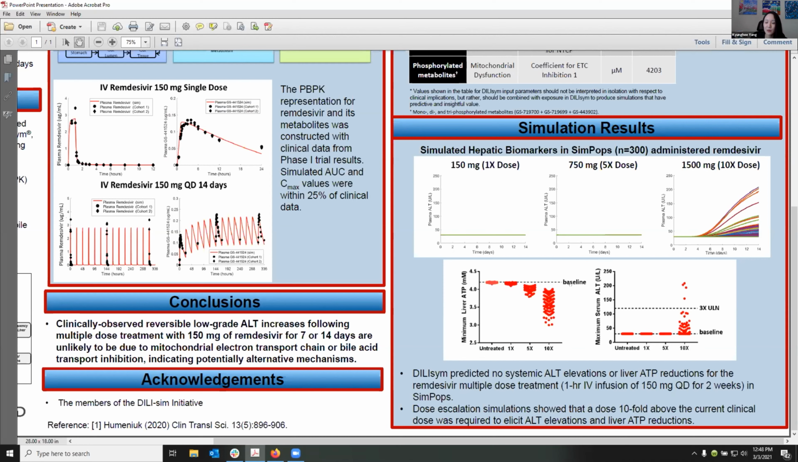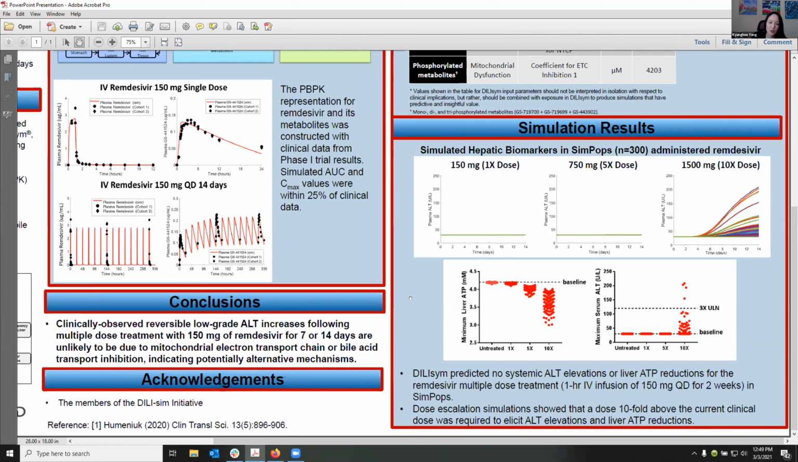And the bottom plot is the same simulation results, just presented in a different format. Now we are looking at dose and response. In this case, response is the minimum liver ATP and the peak serum ALT. And again, compared to the untreated group, at 1x, the clinical dose level, ATP and ALT really stay at baseline. At 5x, liver ATP starts going down, but it's very modest, so it was not really enough to cause any liver injury. And then it really required 10x of the actual clinical dose to reproduce any ALT elevations.